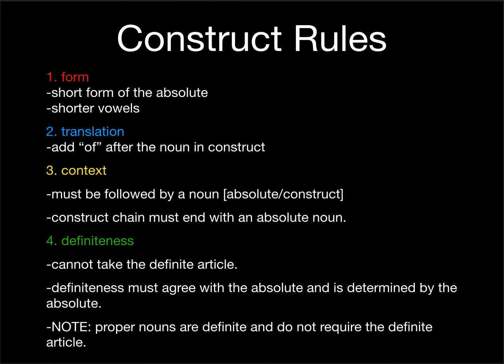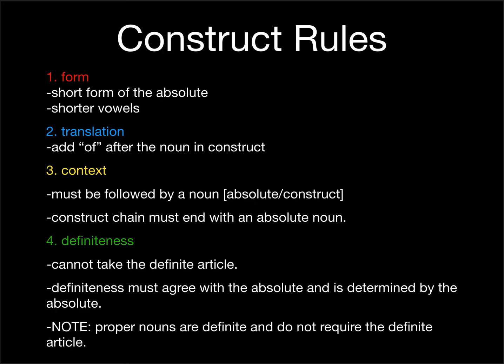Point number 4, definiteness. Nouns that are in construct form cannot be definite, or in other words, they cannot take the definite article. However, in English, we do need to know whether they are definite in nature. So we will not see that by an article, but we still need to know it. How do we know that?